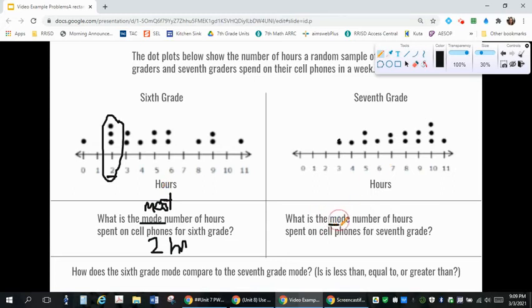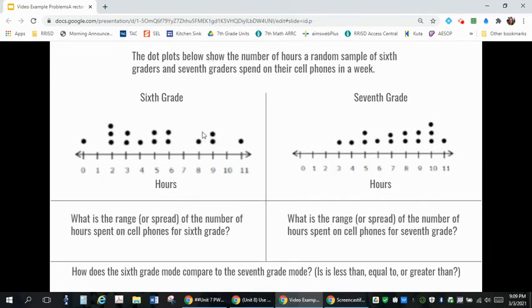Okay, so what is the mode for 7th grade? So we're looking for the response that has the most dots or the most votes. And so again, that would be 10 hours. 3 7th graders are on their cell phones for 10 hours. So do I write 10? Yes, it's 10 hours of cell phone use per week. That's the most common response, the mode.